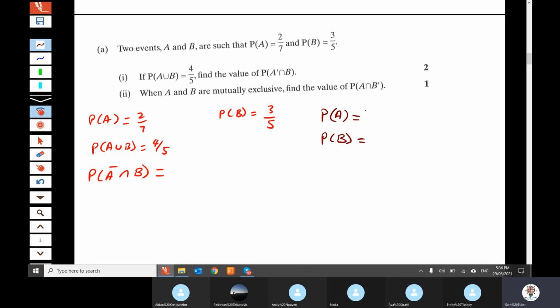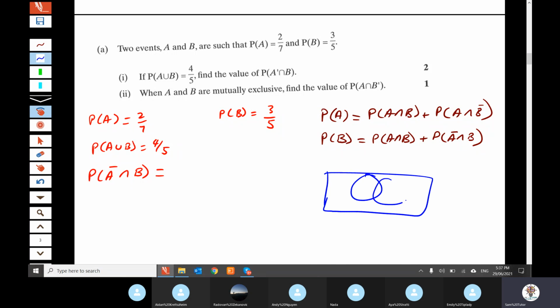Nobody else knows it either? Is it P A and B plus P A not B? Yeah, that's right. So for the probability of B, it should be the probability of A and B, and the probability of not A but still including B. You need to know that to find any probability. Like the probability of A can be found by finding the probability of A and B. So again, just have a look at it on a Venn diagram.